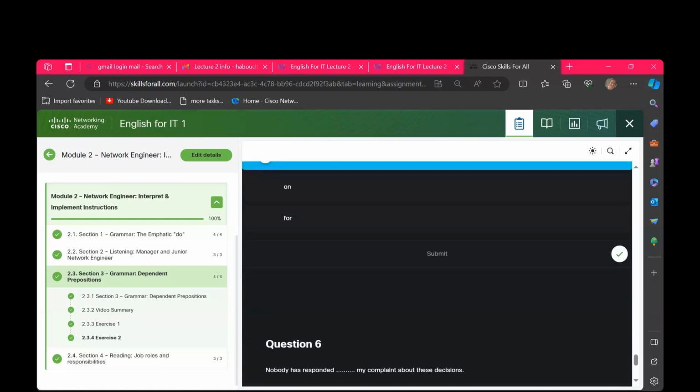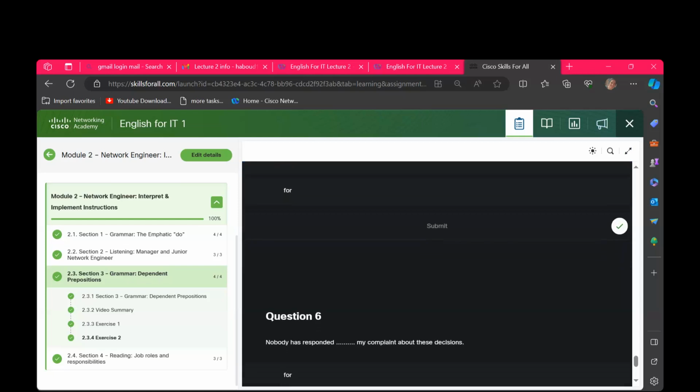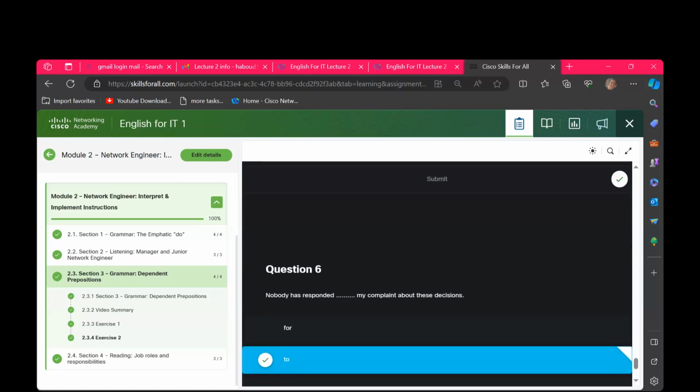Question 6. Nobody has responded ___ my complaint about these decisions. So, nobody has responded. Excellent. To. Respond to. يستجيب لي. Respond to.